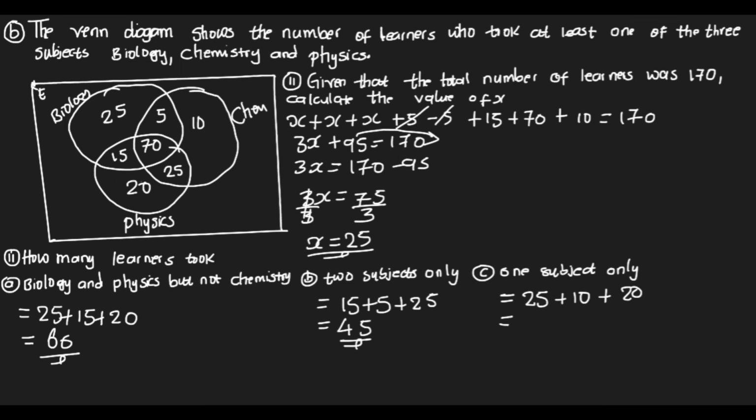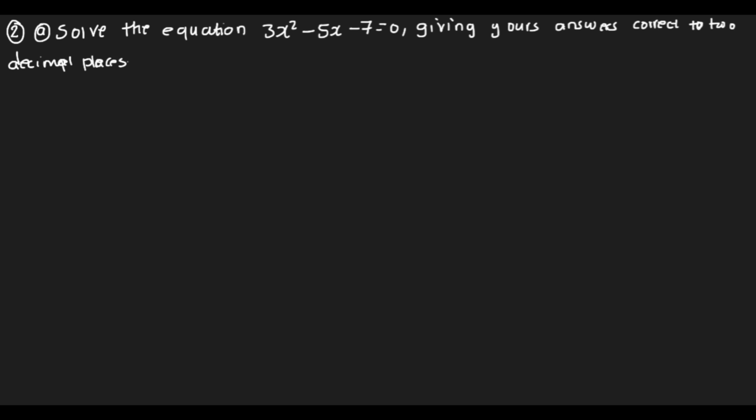25 plus 10, 35 plus 20, 55. So this is how we can answer a question like this one. Now question 2a, solve the equation 3x squared minus 5x minus 7 is equal to 0, giving your answers correct to two decimal places. So this is a quadratic equation, so we are going to use the quadratic formula.